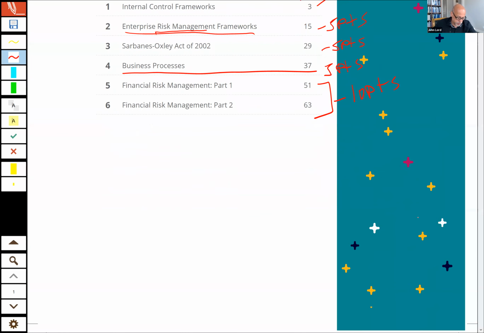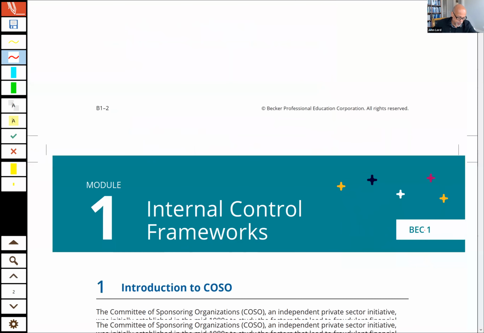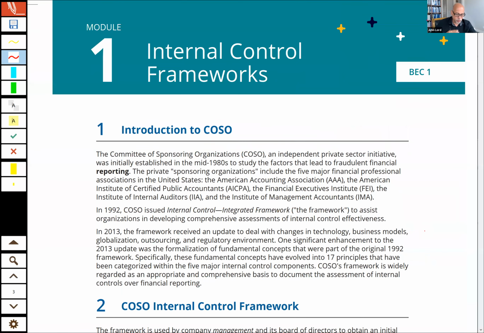All right, good. So let's go ahead then, if there are no questions on the points, and let's start to take a look at module 1.